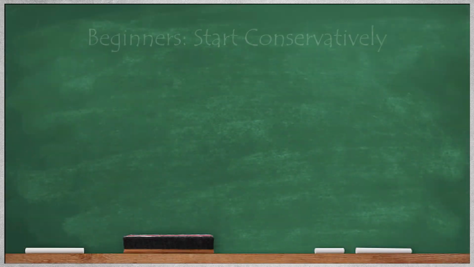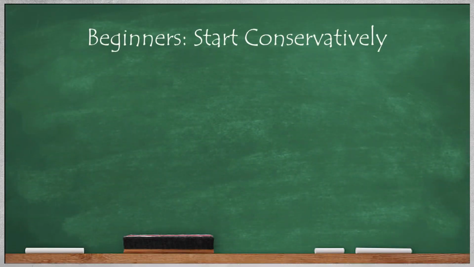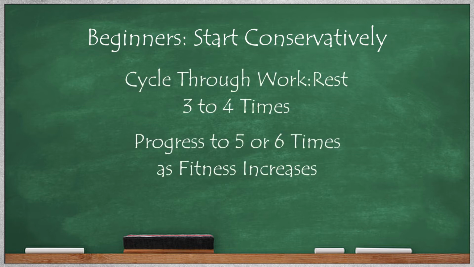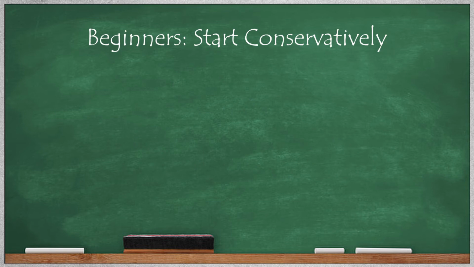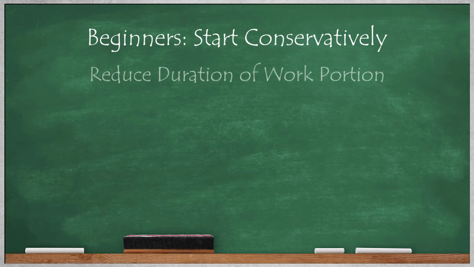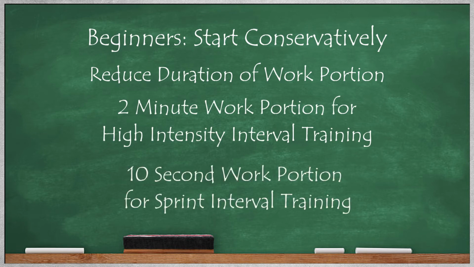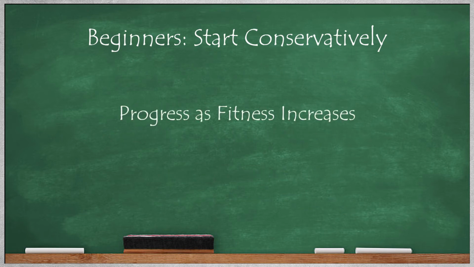Another recommendation is to start a little conservatively and then progress. An example would be to cycle through work-rest periods 3 or 4 times and then progress to 5 or 6 times once 3 or 4 is no longer as challenging. Another example would be to reduce the duration of the work portion, such as a 2-minute work portion when performing high-intensity interval training, or a 10-second sprint when performing sprint interval training, and then progress the duration once that is no longer as challenging.